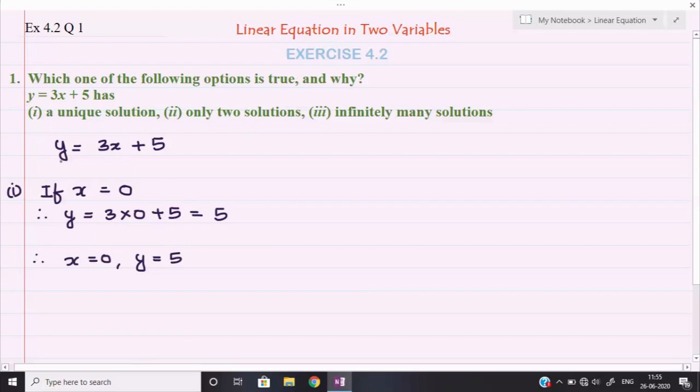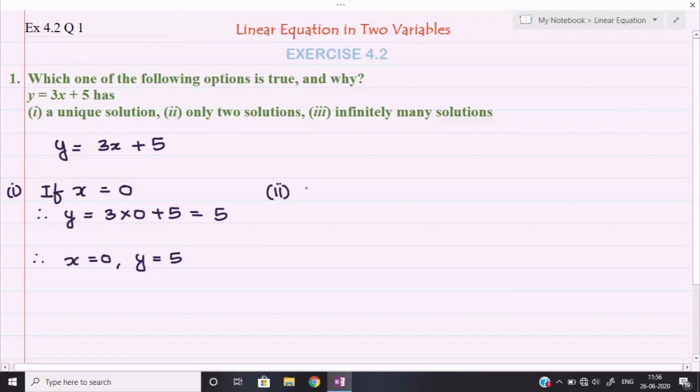If I put in the left hand side the value of y, that is 5, and on the right side x equal to 0, 0 into 3 is 0 and plus 5, it will also come 5 only. Similarly, suppose I take one more value. Here you can say yes, I got at least one solution. Now out of these three options we need to judge.